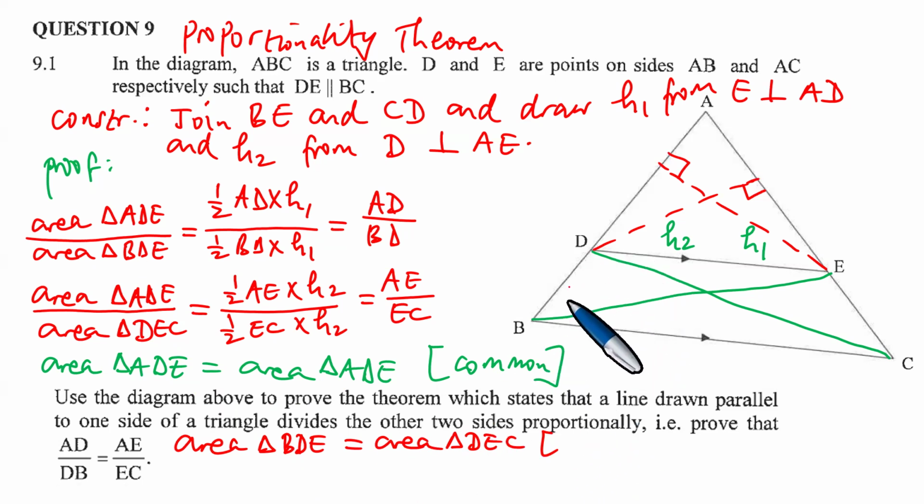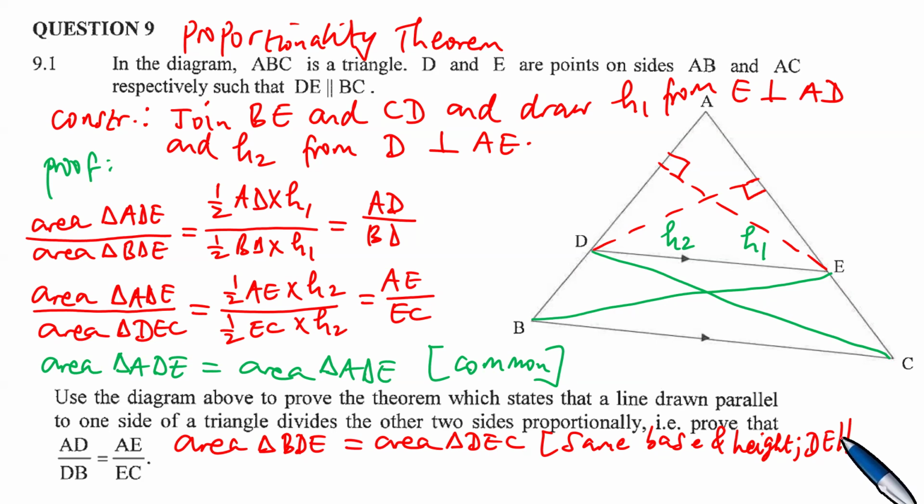If you look at the triangle BDE and the triangle DEC, they have the same base and height. They have the same base and height. All right, so at this point we're able to see that DE is parallel to BC.